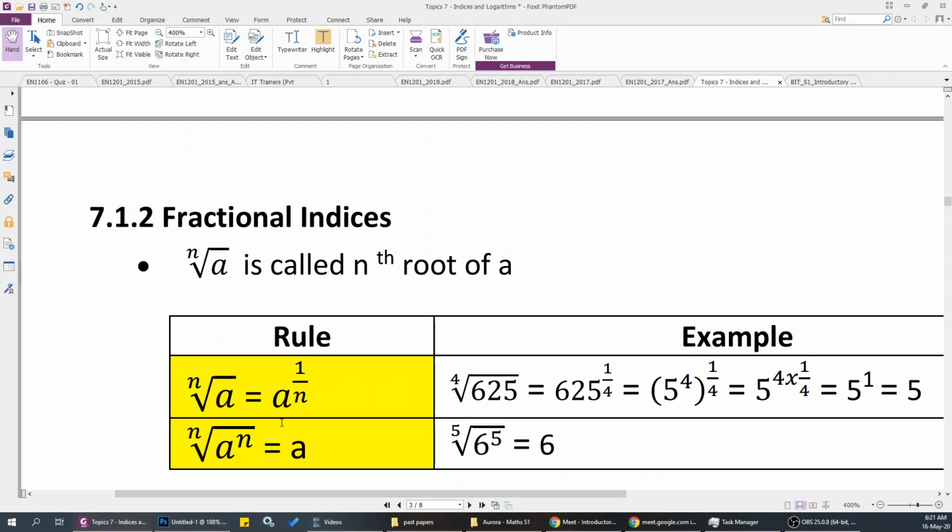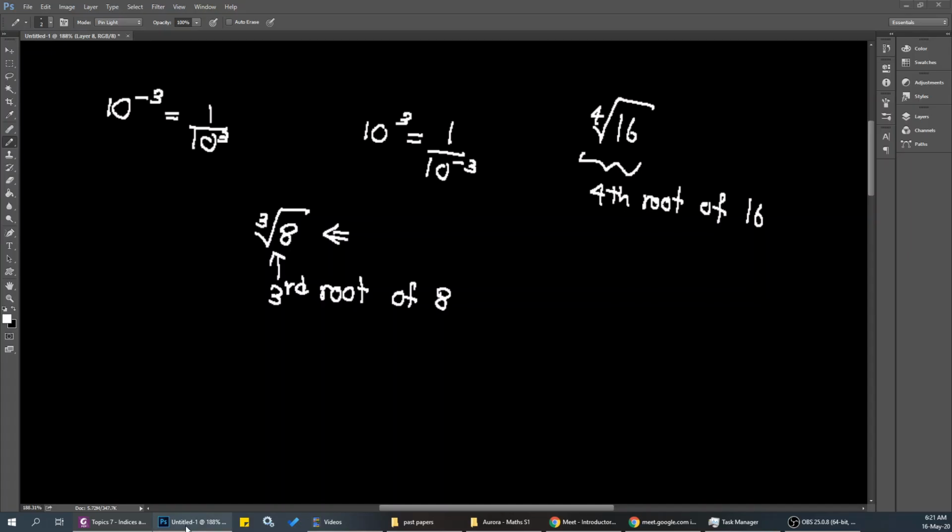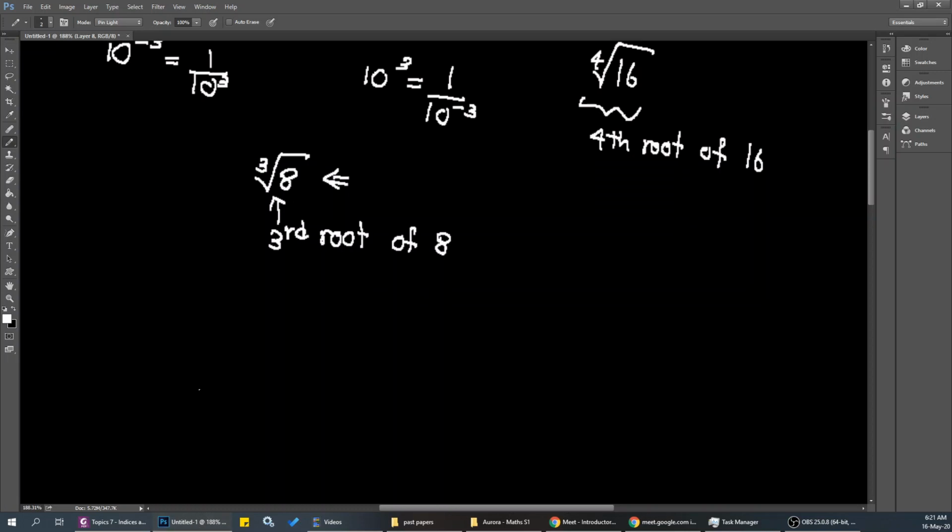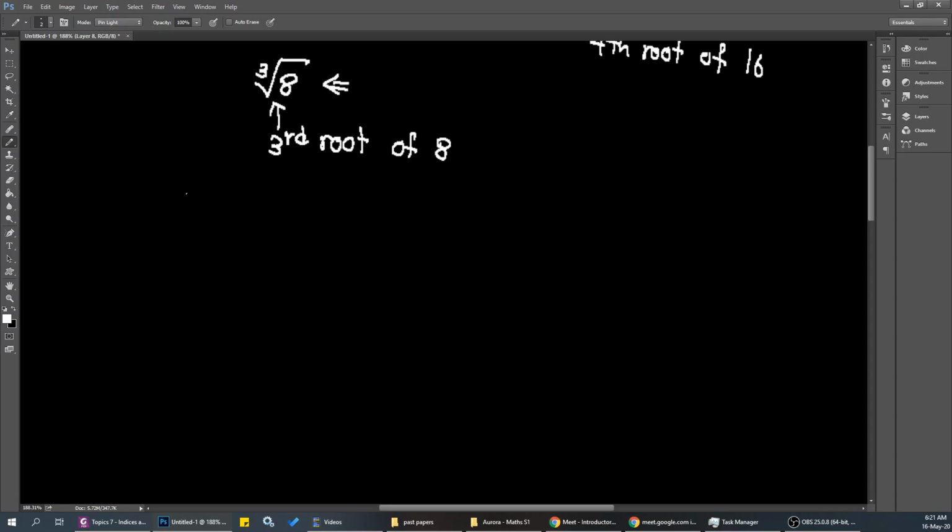And in that also we have two rules, right? The first rule states that when you have the nth root of a, you can write it as a to the power 1 over n. For example, whenever you take the third root of 125, you can write it as 125 raised to the power 1 over 3. Okay, so that's the first rule.